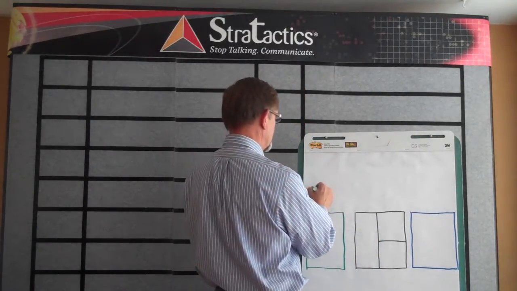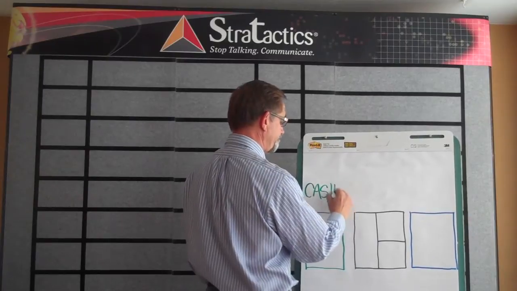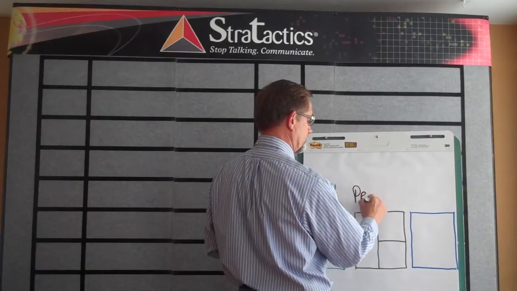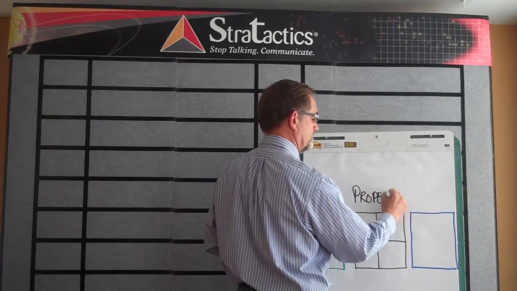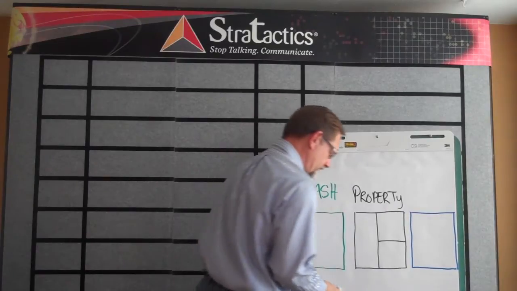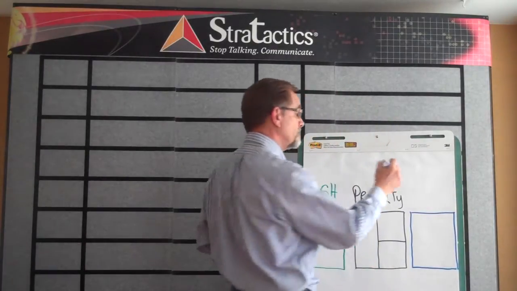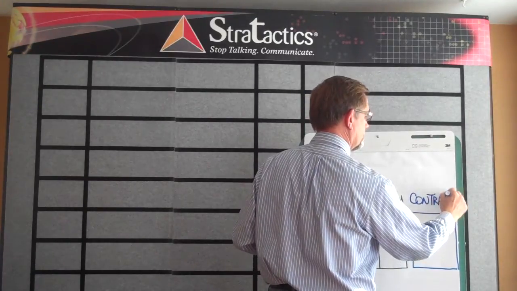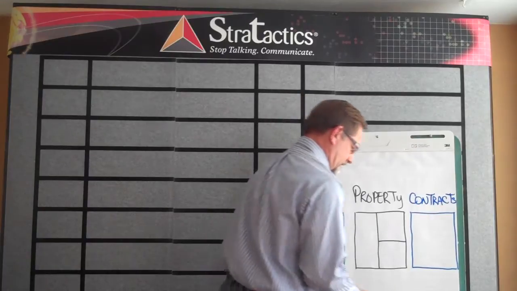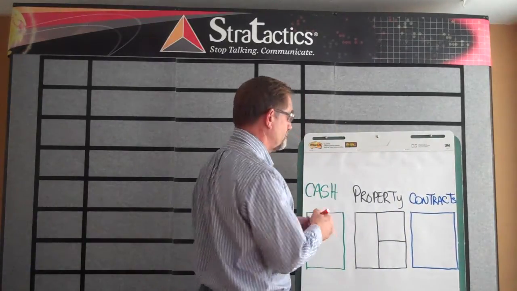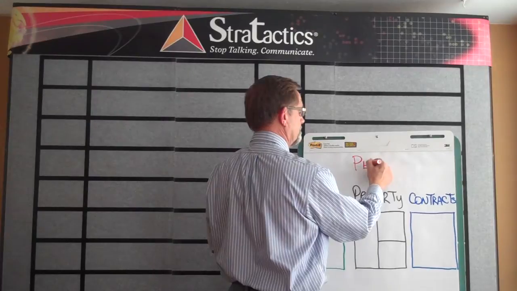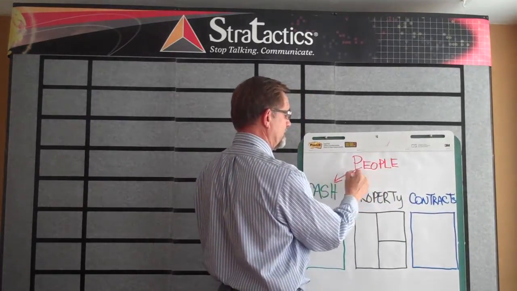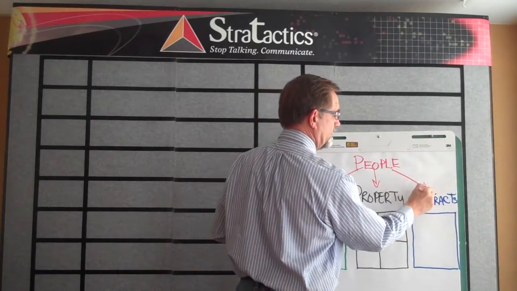The first one is cash. The second, property. The third is contracts. And of course the fourth is you, people. And of course people manage cash, property, and contracts.